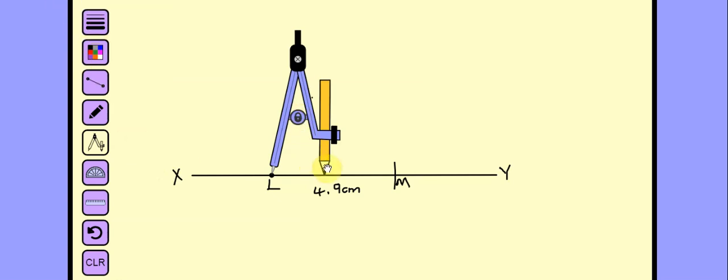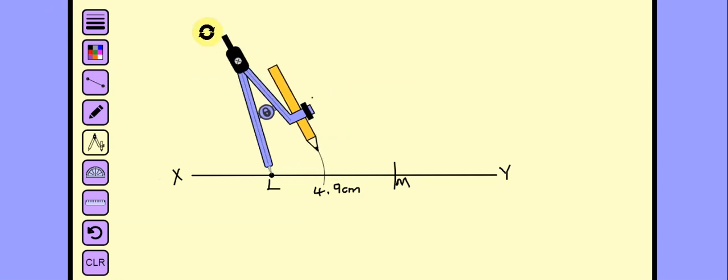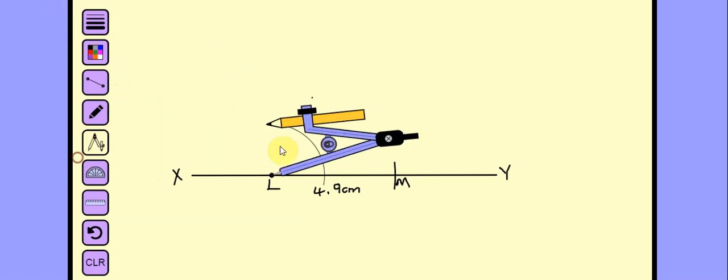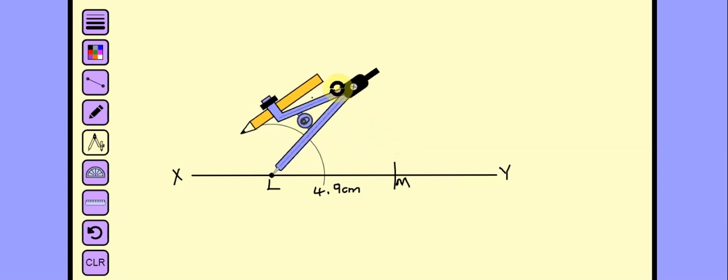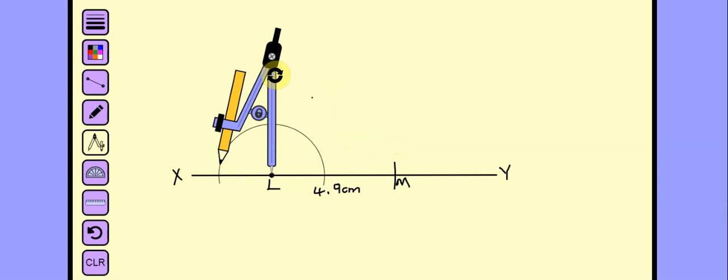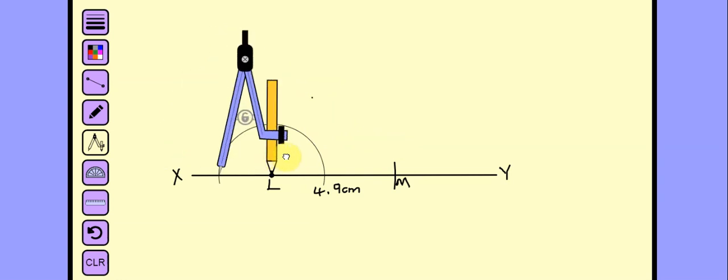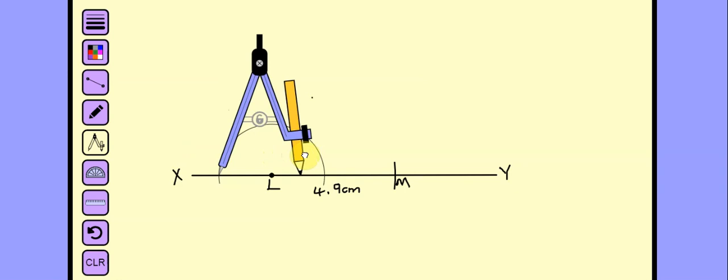we are going to scribe an arc with L at the center. So that arc will cut the line XY on to the right of L, and it will come all the way around, cutting the XY line to the left of L. Now, using these two intersection points as our centers, we are going to open the compass more than halfway between these two intersection points. So we open it past L, right?